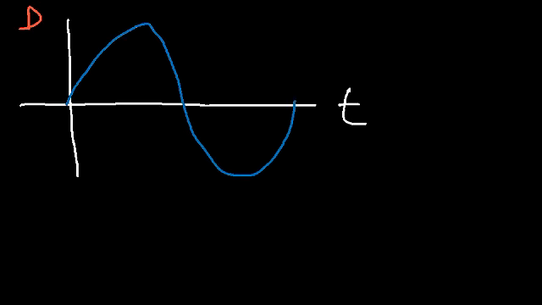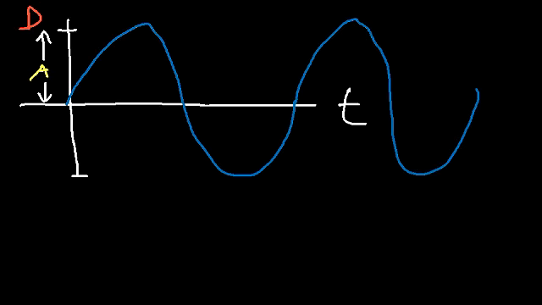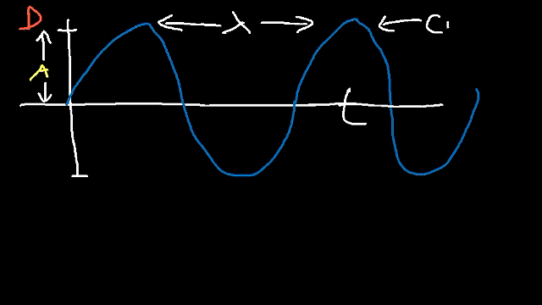So let's say if we plot the displacement of air molecules on the y-axis and time on the x-axis, we're going to get an oscillating function, basically a sinusoidal function. The amplitude of this wave is basically the height of the wave. Now this can continue. The wavelength is the distance between the two crests of the wave. The highest point is the crest, the lowest point is the trough.